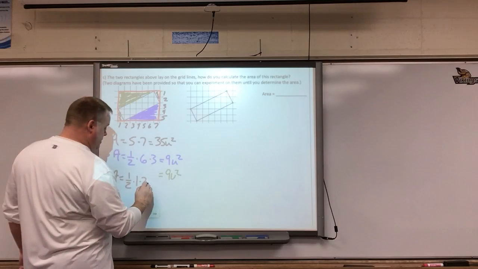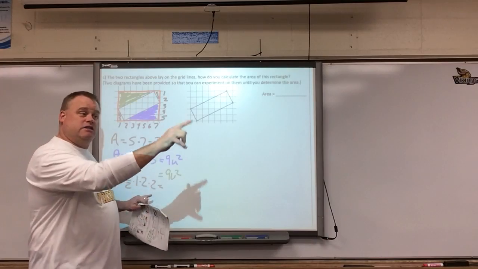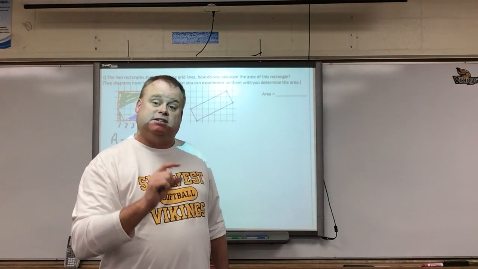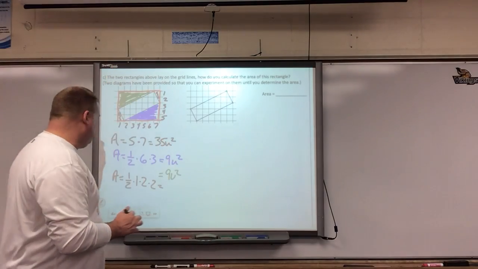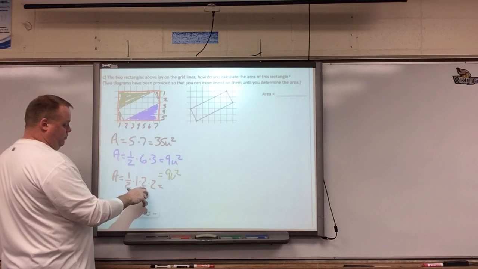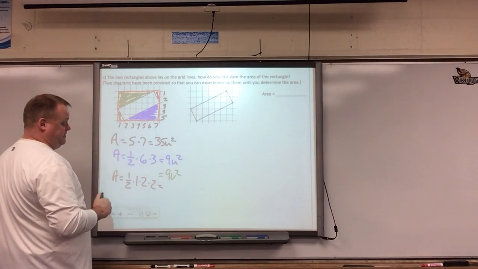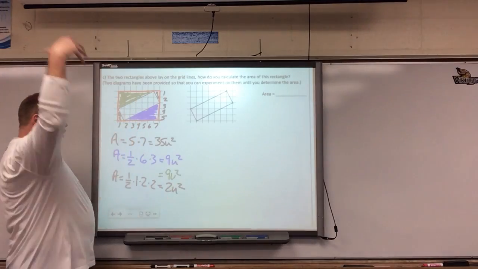And since there's 2 of them, I'm just going to go ahead and multiply it by 2. Notice this last 2 is not in the formula of an area of a triangle. Since I have 2 triangles, it's exactly the same. I'm going to multiply by 2. Okay? So I have 1/2 times 1 times 2 times 2. Well, 2 times 2 is 4, times 1 is still 4, times 1/2 is 2. So 2 units squared.